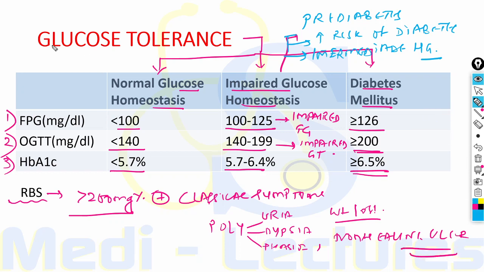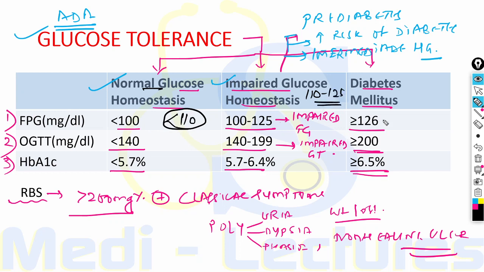So these are the American Diabetes Association guidelines for diagnosis of diabetes mellitus, and what is normal glucose homeostasis and impaired glucose homeostasis. But if we consider the WHO guidelines, the only difference is that normal glucose homeostasis is considered at less than 110 milligram percent of fasting blood glucose, and impaired is considered between 110 to 125. The rest is the same as the American Diabetes Association guidelines.